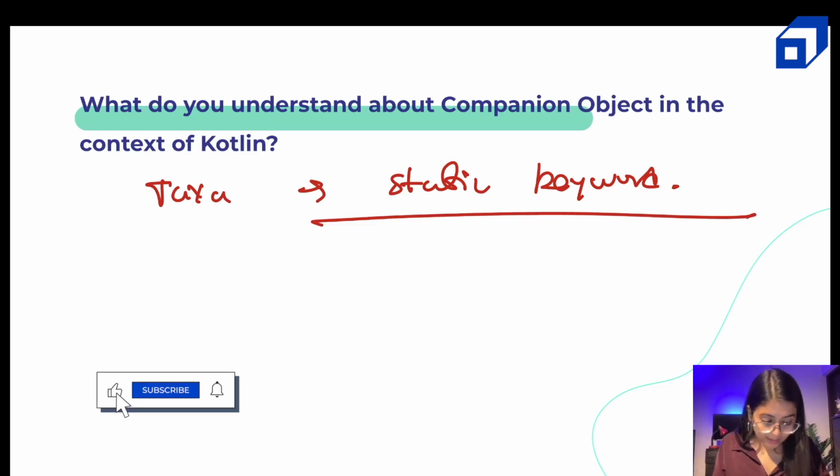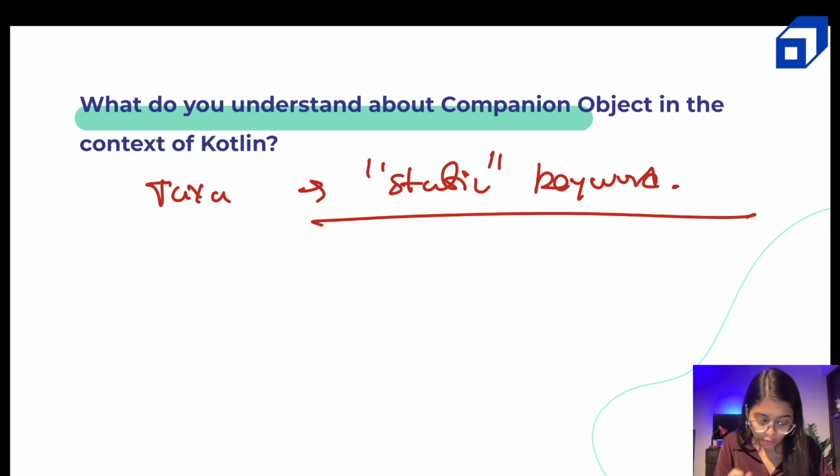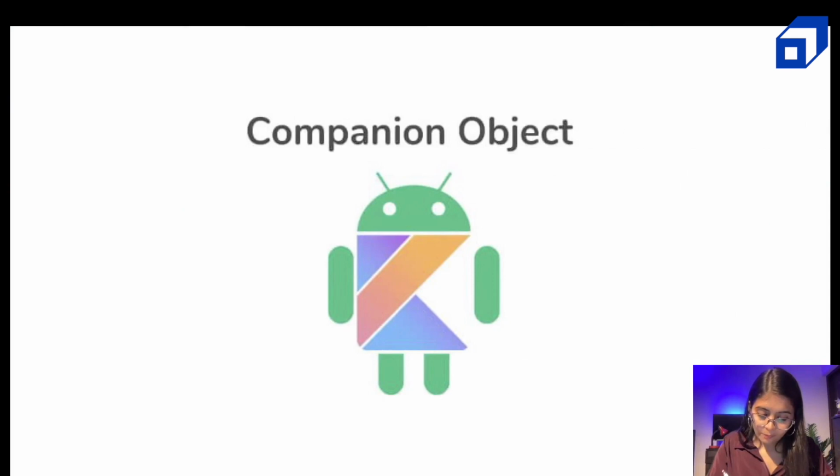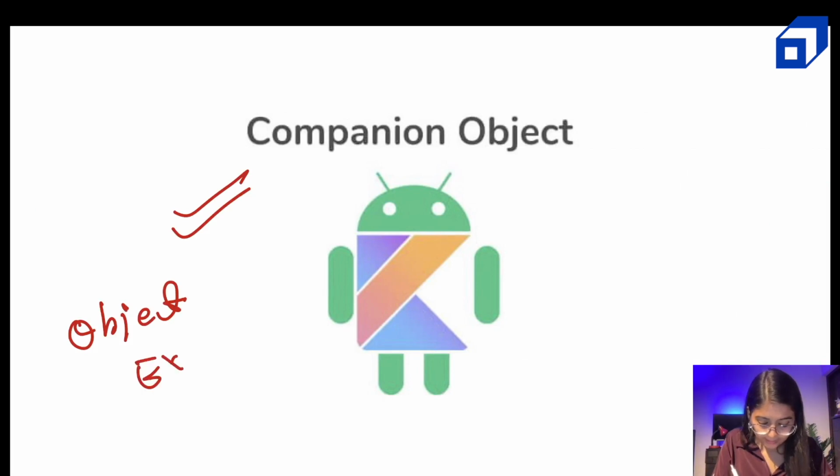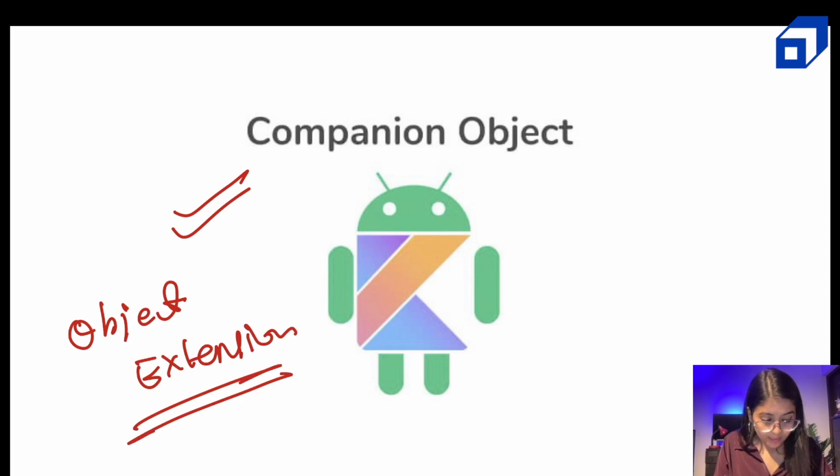In Kotlin there is nothing called a static keyword. So if we want to achieve the functionality of a static member function, then we use the concept of companion objects in Kotlin. It is also referred to as object extension. Let me show you how we create it. The syntax is very simple and straightforward.